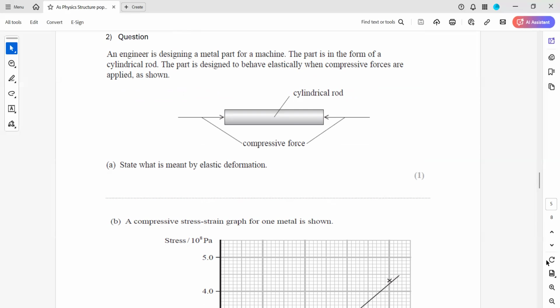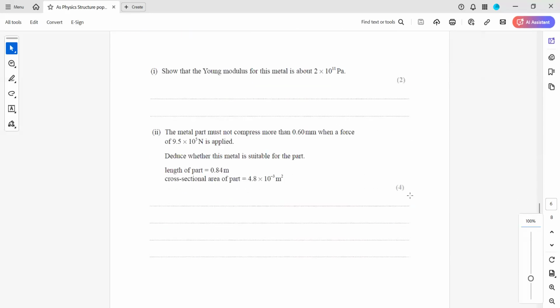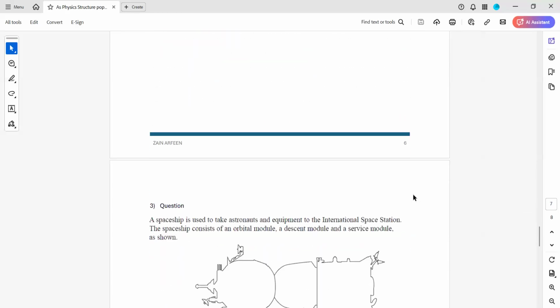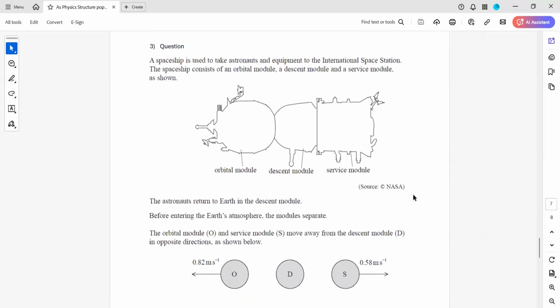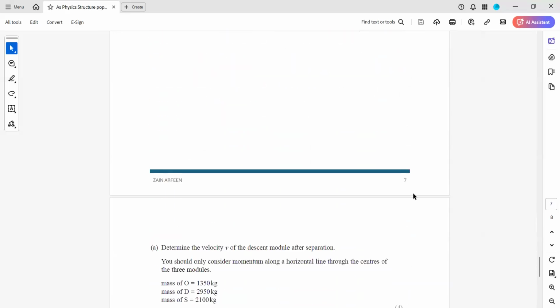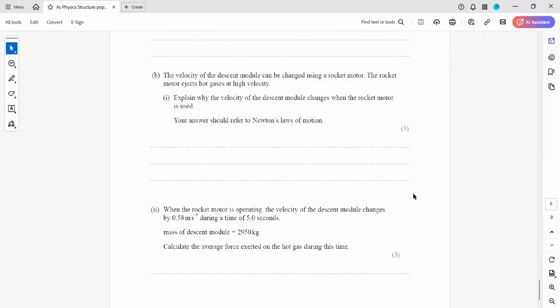Part B, any doubt? Part B, 1 and 2. Question 3, any doubt? Which is about momentum, B1, 3B1.